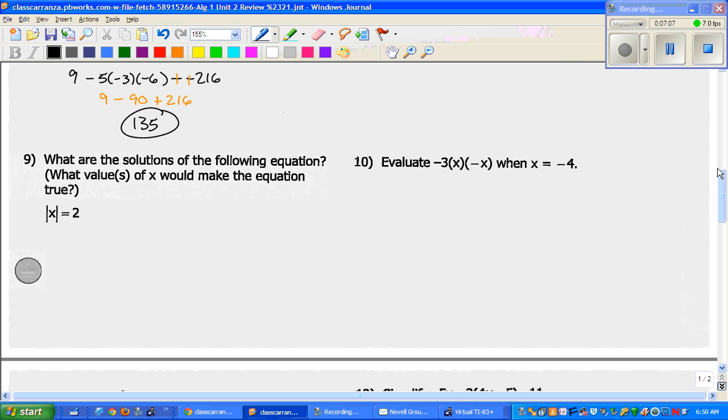All right, number 9, what are the solutions? Keyword right here is it's saying solutions, plural, of the following equation. So what number could x be to get an answer of 2? Well, the absolute value of 2 is 2. The absolute value of -2 is 2. So x could equal -2 or +2.